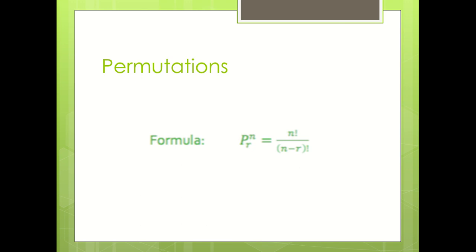So the formula is given by nPr. nPr is read as the permutation of n different things taken r at a time, which is equal to n factorial divided by the quantity n minus r factorial, where n is a number, r is also a number, and r is always less than, if not equal to, n.